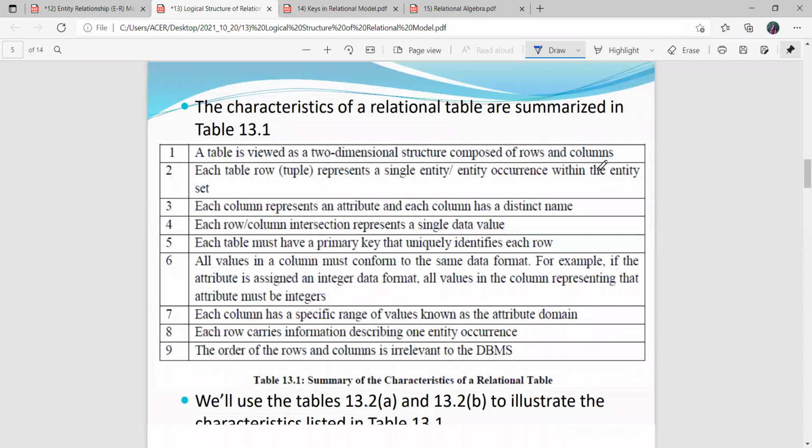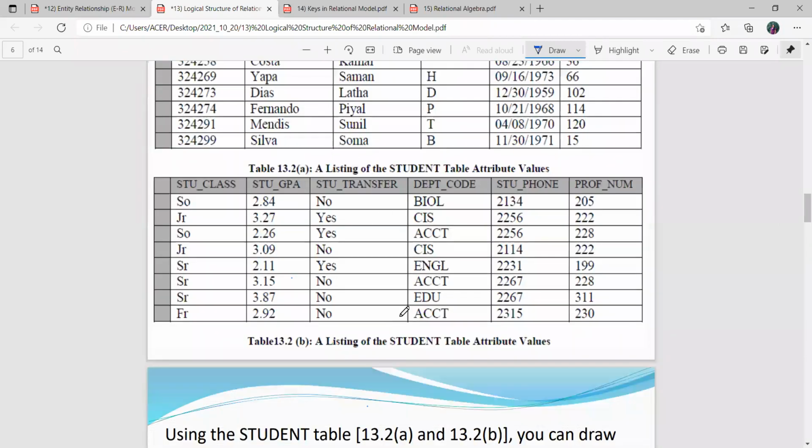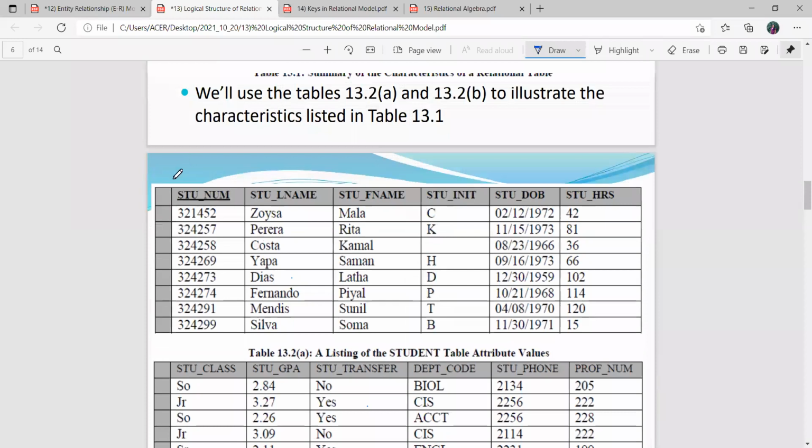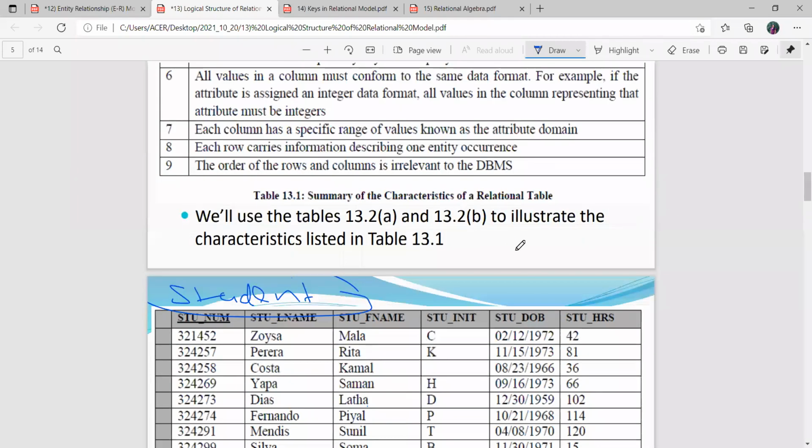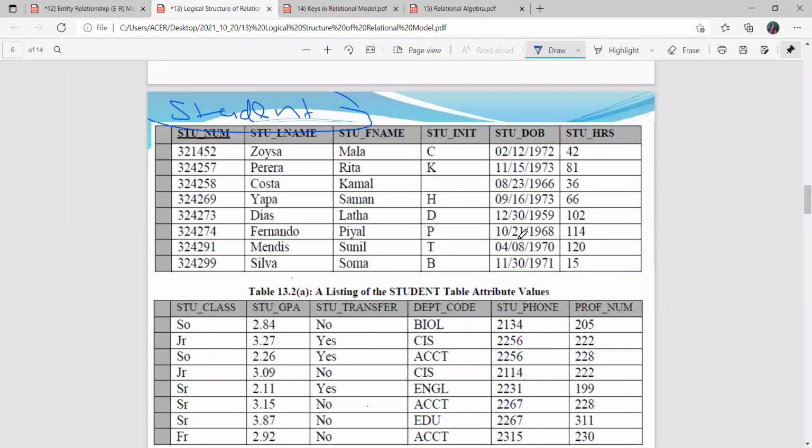You can see this is an example of a table. This is a student table. That means this is created for the student entity with respect to the student entity in the ER model. So how many attributes are in this table?